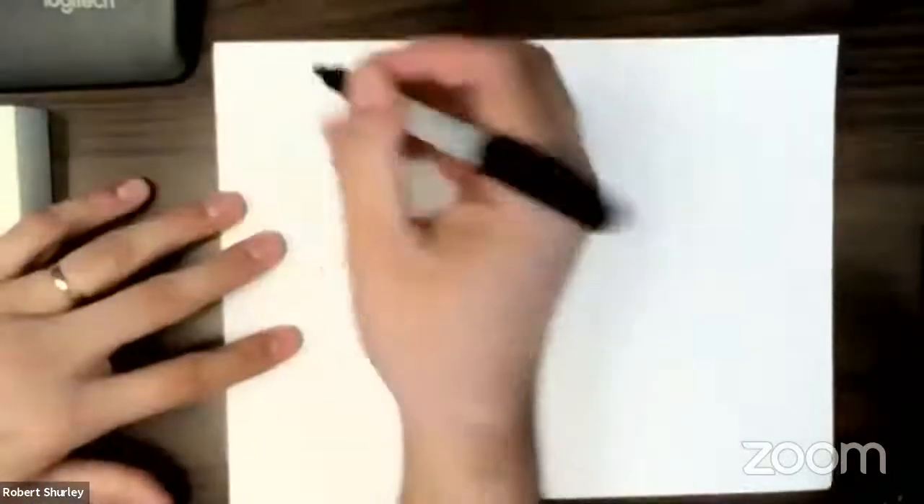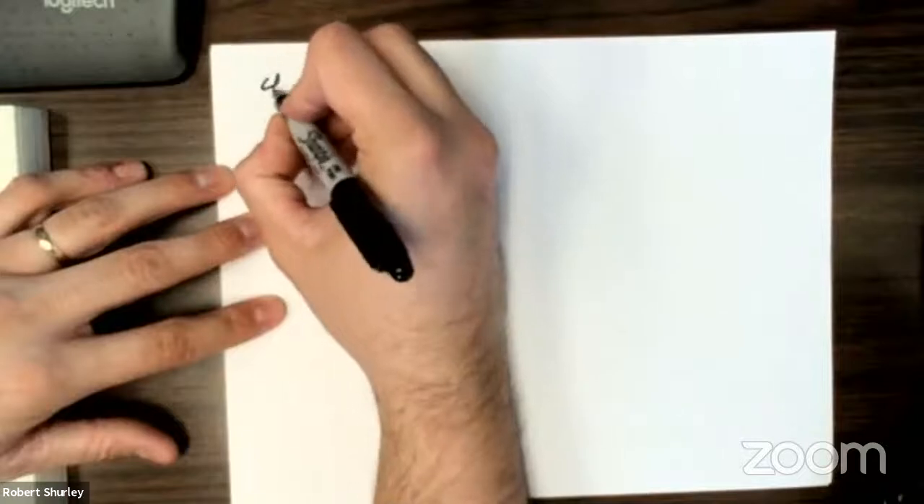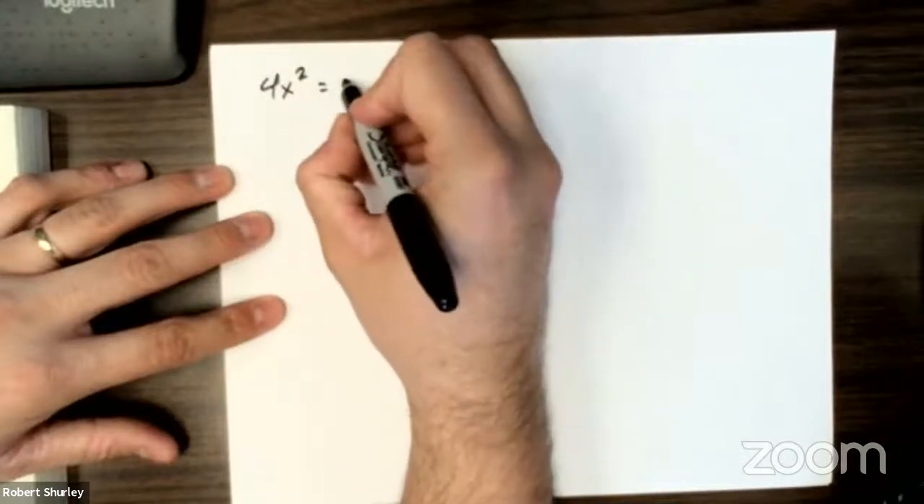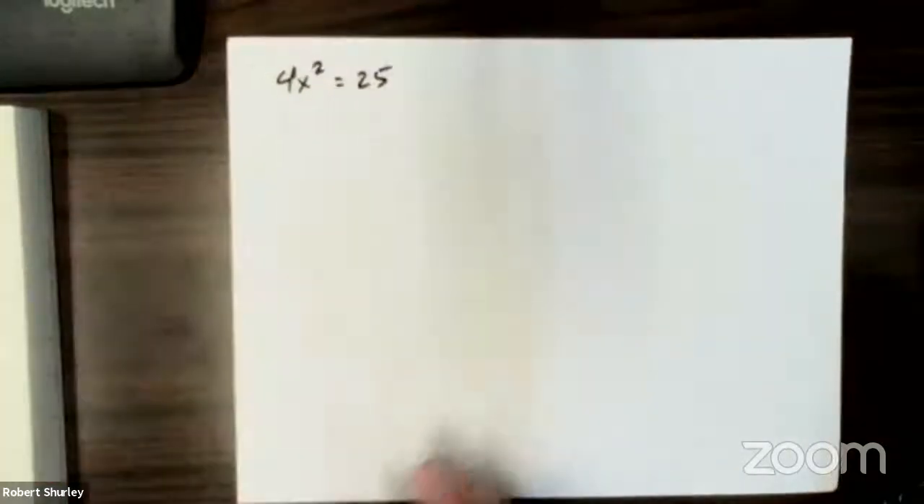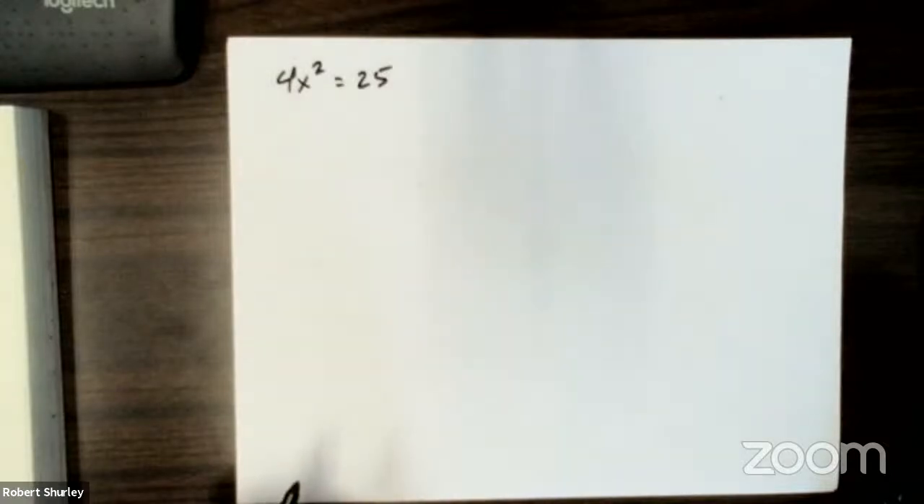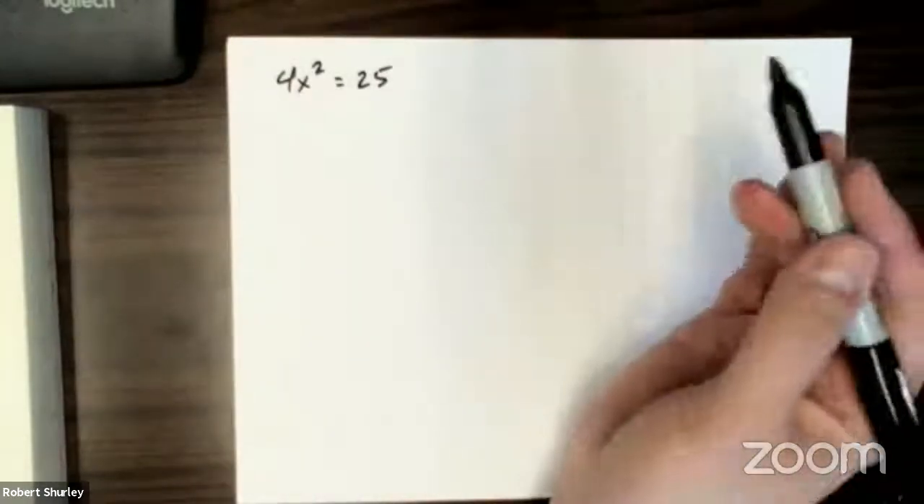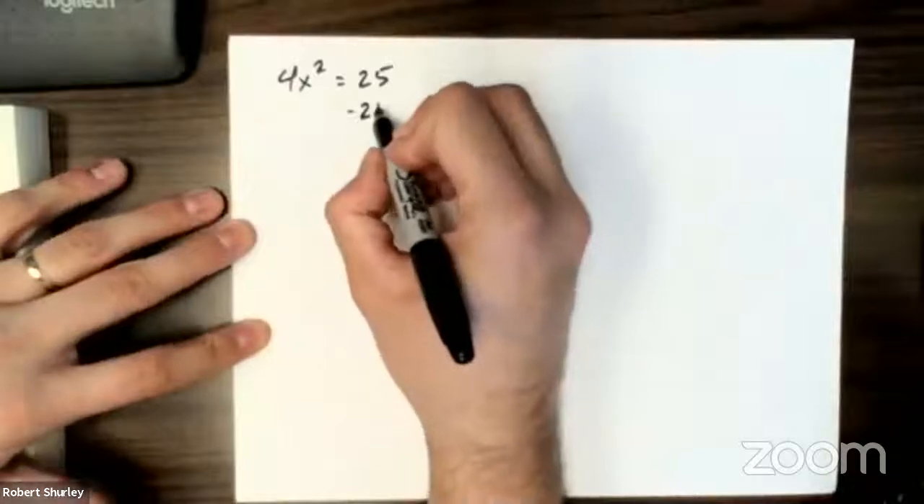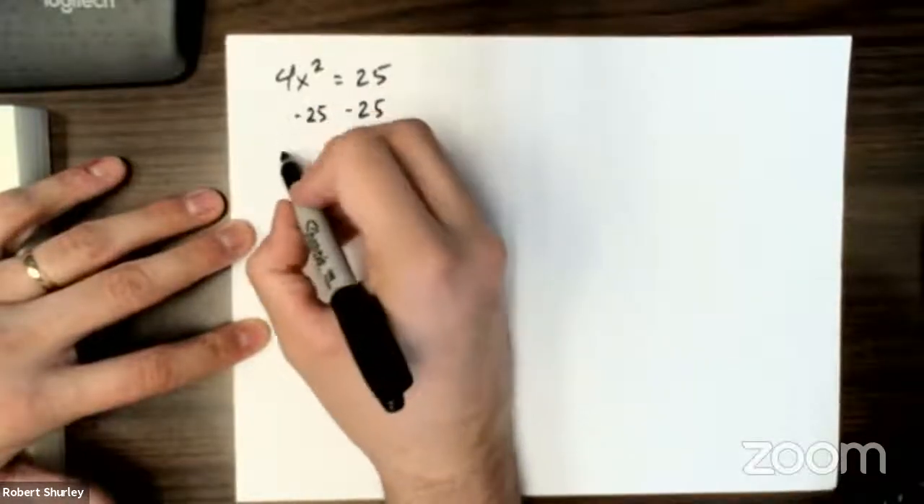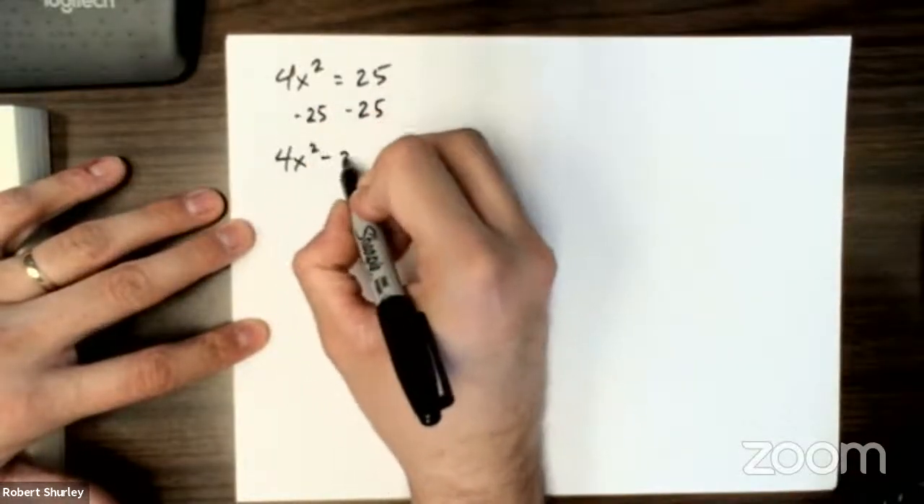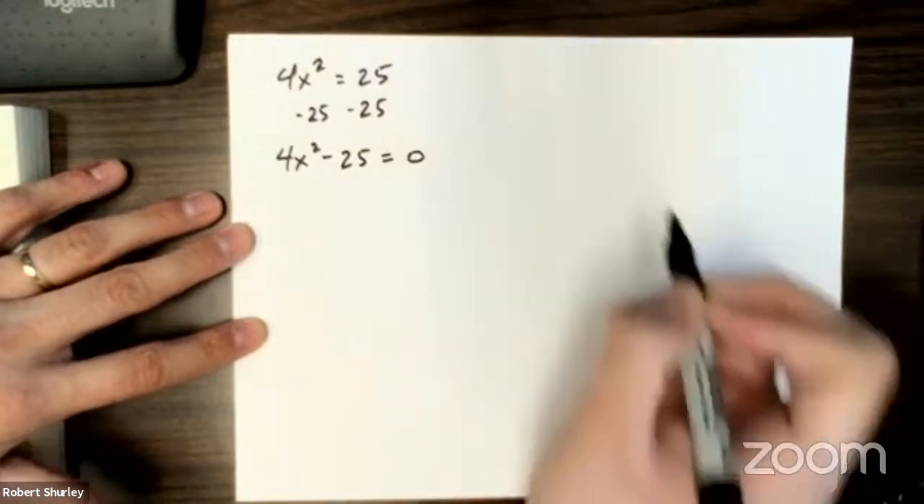So let's say we had 4x squared equals 25, something like this. 4x squared equals 25. Well, same first step as we've been doing, so minus 25. So we get 4x squared minus 25 equals 0.